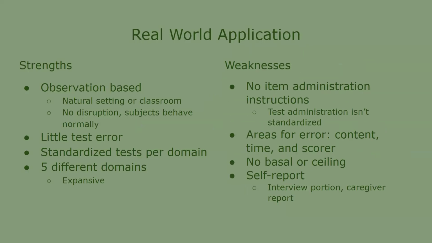Now, in terms of real world application, I did see a lot of strengths and weaknesses for the assessment and how it's used typically in the real world. For strengths, I did see that it was more observation based, which is really good because it means that the child would be behaving normally in their natural setting, like I said, either in their homes or their classrooms. And this means that there's less chance for disruptions and you have a more accurate representation of what kind of behaviors the participants might be exhibiting, how they might be behaving.